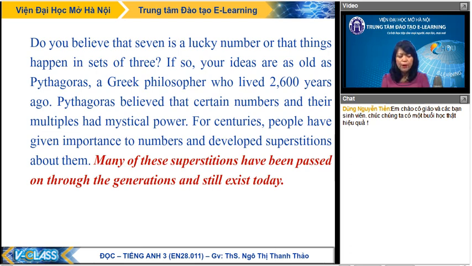For centuries, people have given importance to numbers and developed superstitions about them. Many of these superstitions have been passed on through the generations and still exist today. So you see that the last sentence here is the thesis statement, which is the most specific sentence in the introductory paragraph. So you know that this essay is about the superstition around numbers.